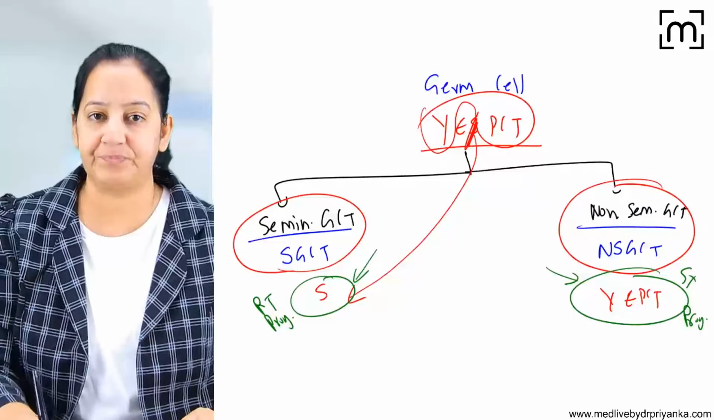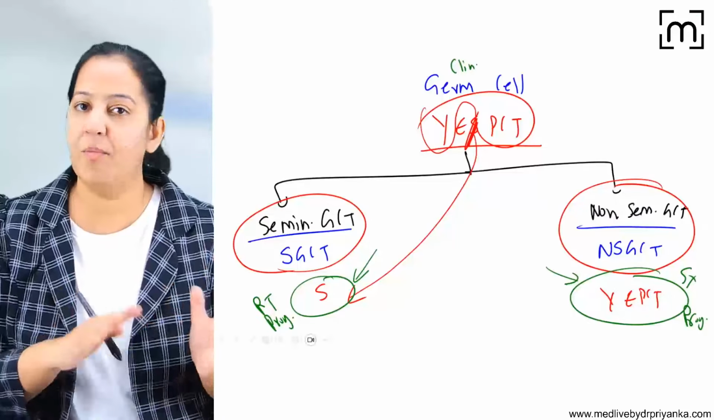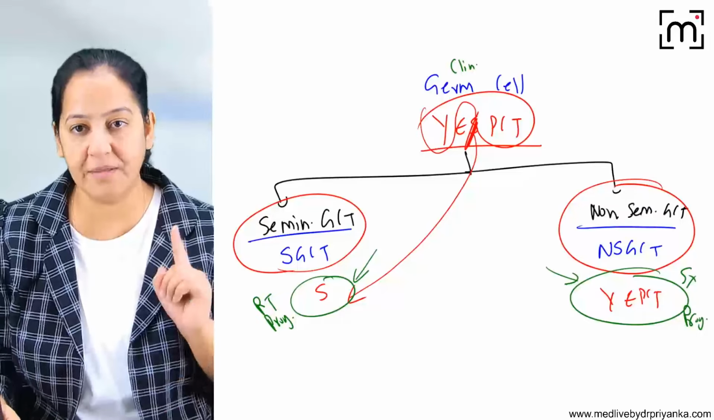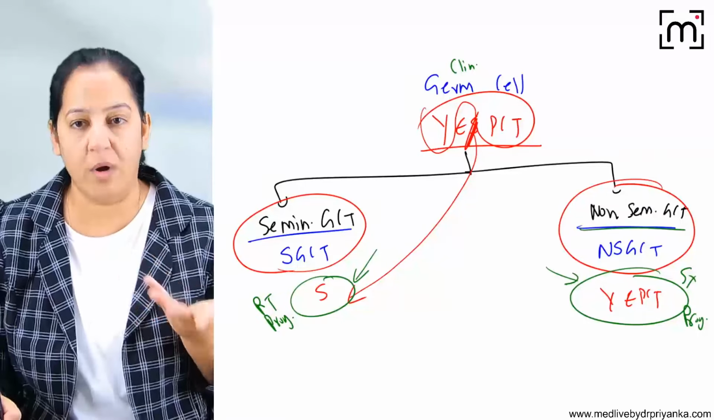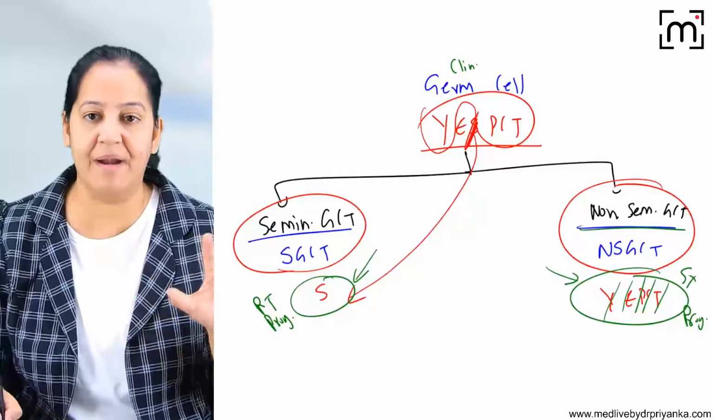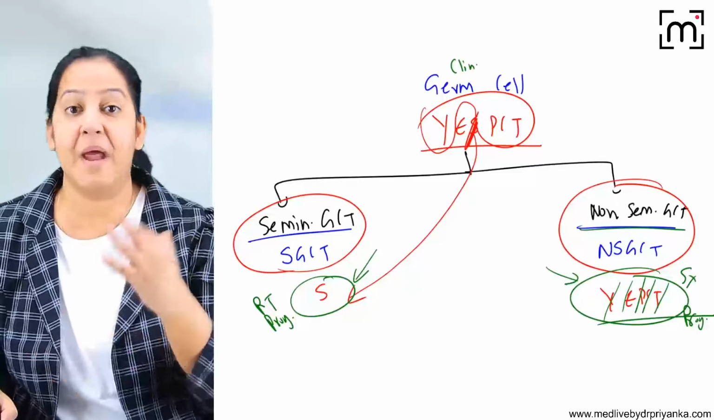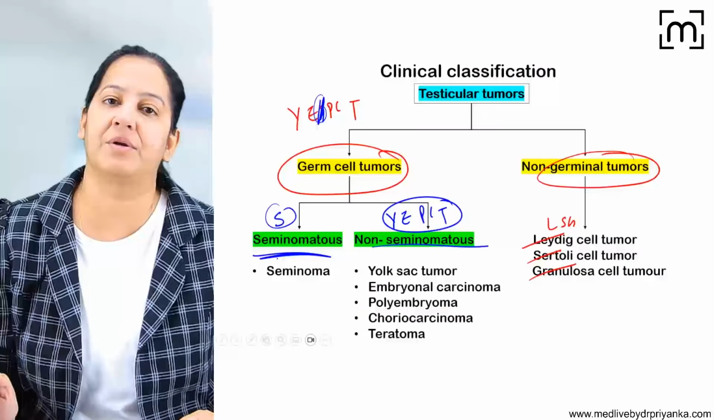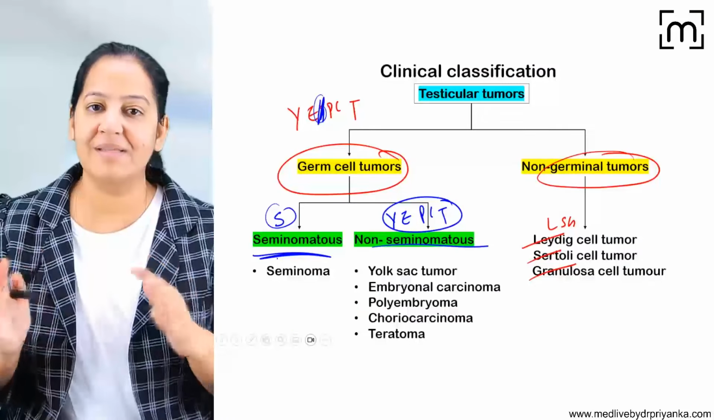So clinically, it is seminoma and non-seminoma. That is seminomatous germ cell tumor and non-seminomatous germ cell tumor. Among the non-seminomatous germ cell tumor, whatever it is, Yolk Sac, embryoma, polyembryoma, choriocarcinoma, teratoma, doesn't matter, because treatment of all of them is same and prognosis of all of them is same. And usually they are obtained as a mixed germ cell tumor. Okay, so that is the thing. So seminomatous and non-seminomatous. So this is the classification. I hope you all got it.